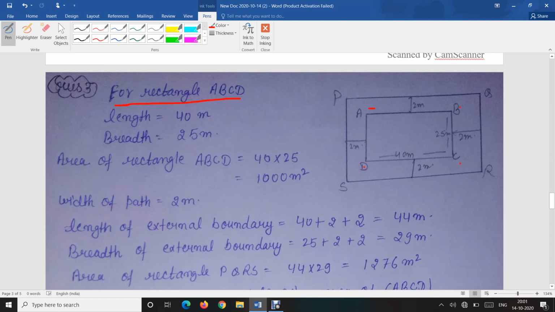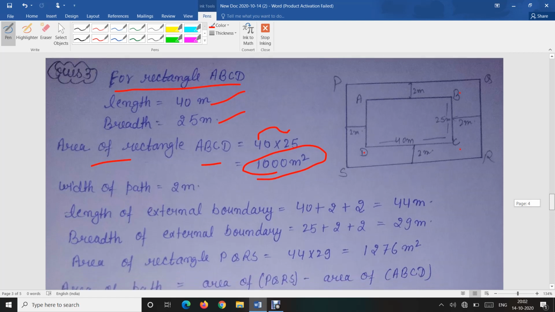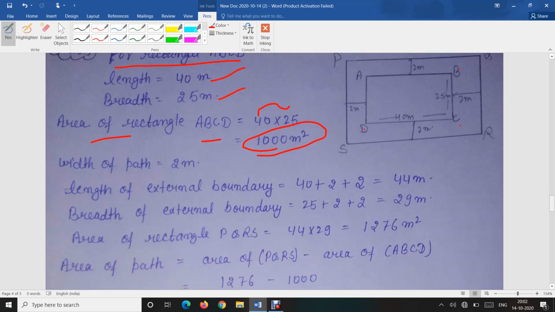So area of rectangle ABCD, length is 40 meter, which is given, breadth is also given, 25 meter. So the area of rectangle ABCD is 40 multiplied by 25, which is equal to 1000 meter square. Now time to find out the area of the external rectangle. It is saying that this is 2 meter wide.